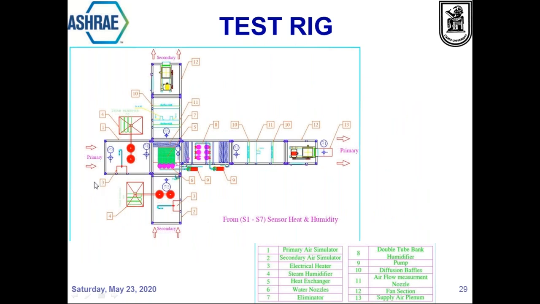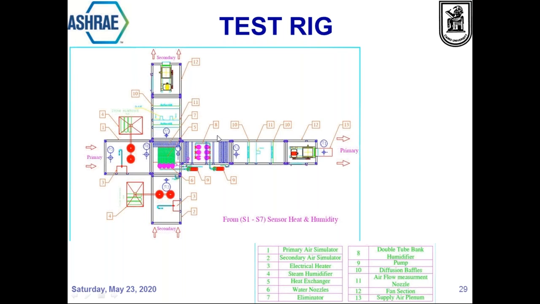Maybe if you look in detail, you'll see here in a plan that the primary air goes here. And because we are simulating all the temperature, humidity, and conditions of ambient air in different countries, then we need in this section to have a humidifier and an electric heater to control the temperature and humidity of the primary air. Then that follows into the heat exchanger section.